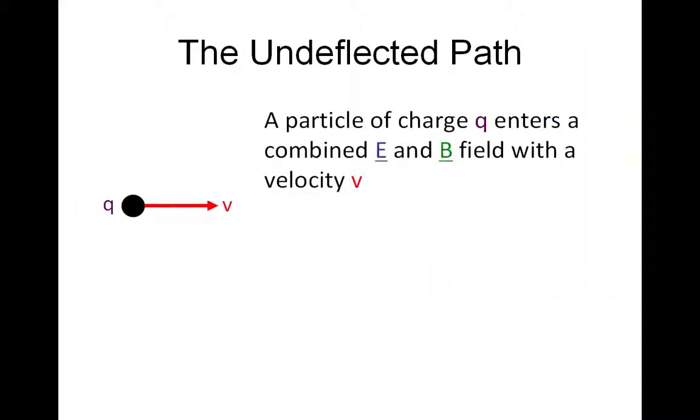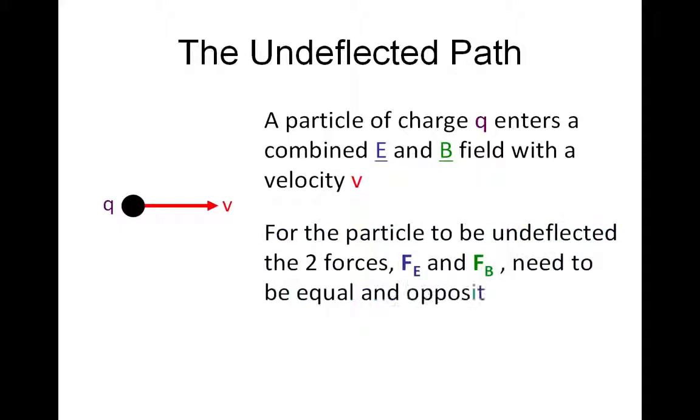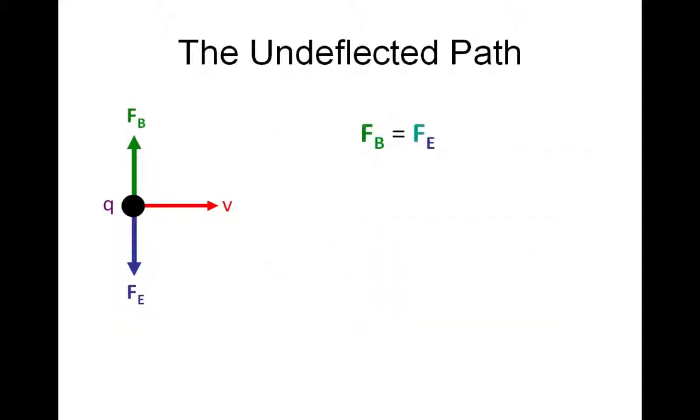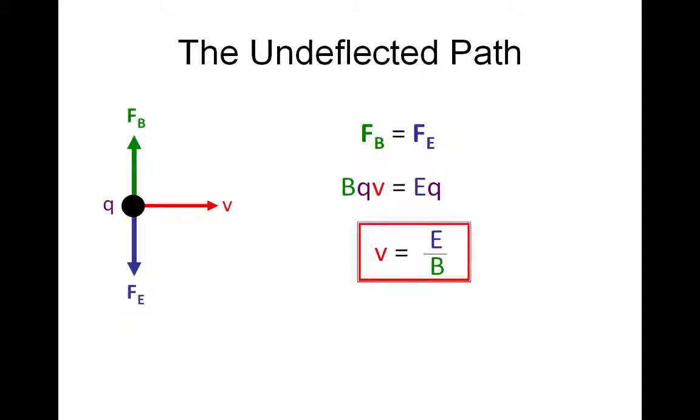So a particle of charge Q enters a combined E and B field with a velocity v. This time we're going to take both the magnetic force and the electric force to be equal and opposite. So we have F equals BQV, FE equals EQ. That gives us BQV equals EQ. The magnetic force and the electric force are equal.